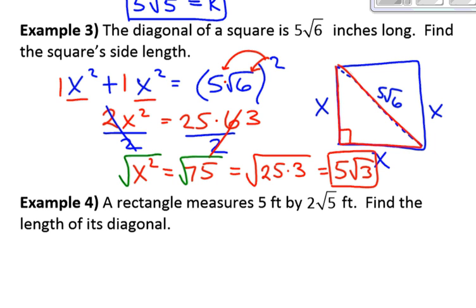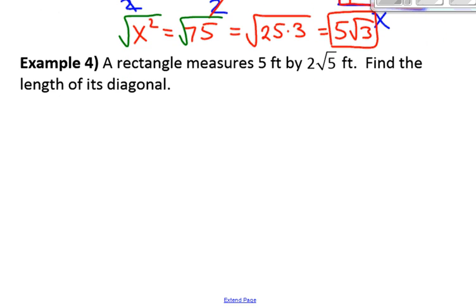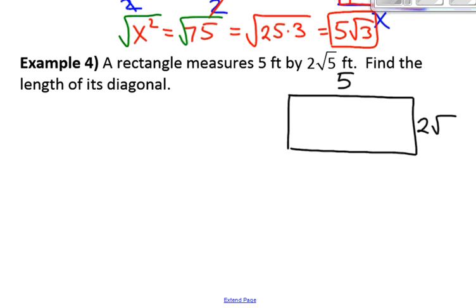All right, for example 4, this is the last example I'm going to do in this video. So example 4, we have a similar problem. We have a rectangle instead of a square this time. And its measures are 5 by 2 root 5. So the length is 5, the width is 2 root 5. Find the length of its diagonal. So again, the diagonal would just be connecting opposite corners. So that's what we want to find.